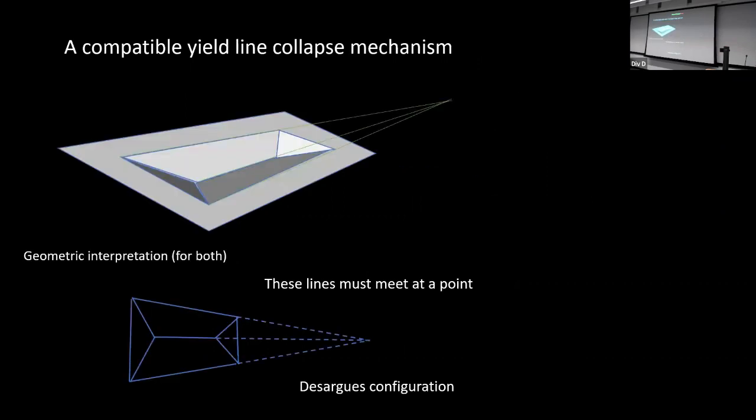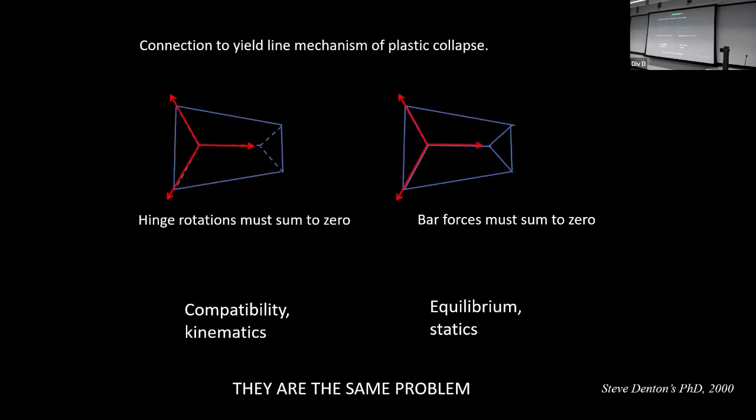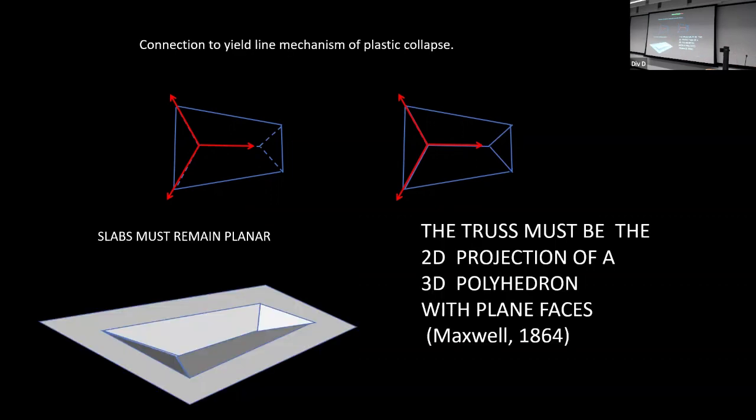So there it is there, those flat areas must meet at a point. And the point is, it's exactly the same in the truss. It's exactly the same analysis there, that those hinge rotations on the left must add to 0 and the bar forces. So the thing on the left is a yield line collapse of a slab, and this one here is a truss, a pin jointed truss. And the bar forces must sum to 0 and they must all meet at that point. So for the truss to work, it must be the 2D projection of a 3D polyhedra with plane faces, which is like your yield line collapse mechanism. So it's exactly the same mathematics.